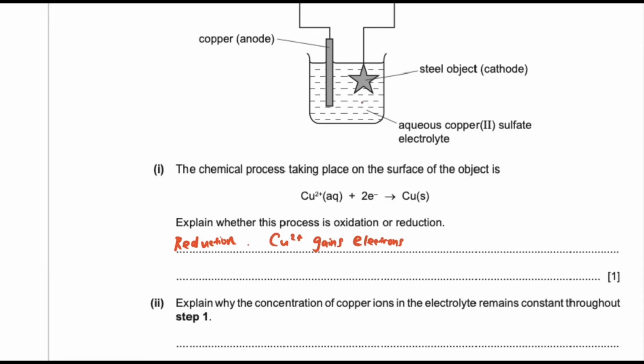Although Cu2+ keeps coming here and forms Cu, so the Cu2+ keeps losing from the electrolyte, the concentration remains the same, basically because the anode will just keep forming Cu2+ at the same time, at the same rate. Remember, there are two points. Cu2+ comes to the cathode and becomes Cu, but that is replaced with the Cu2+ which comes out from the anode.